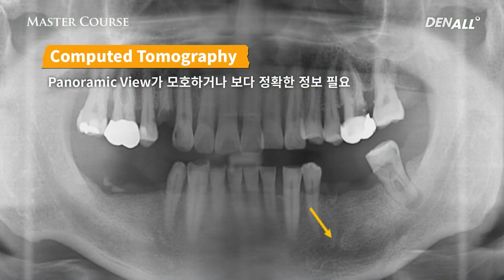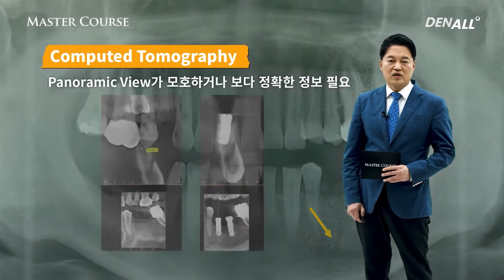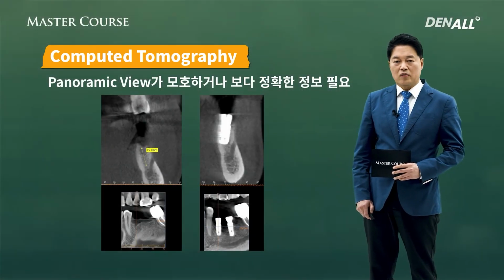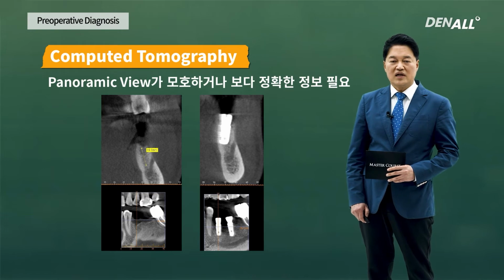Panoramic view was taken. In the placement area, the mandibular canal and mental nerve were not clear, so accurate information was required. CT was taken. Mandibular canal to mental foramen, the path was accurately observed and implant placement slightly lingual was needed.